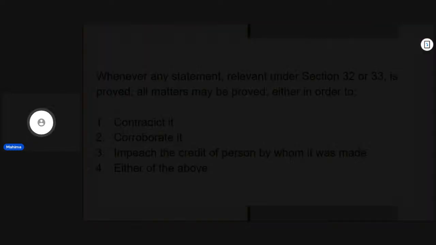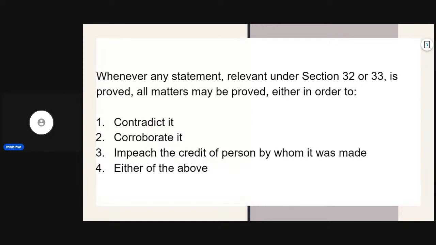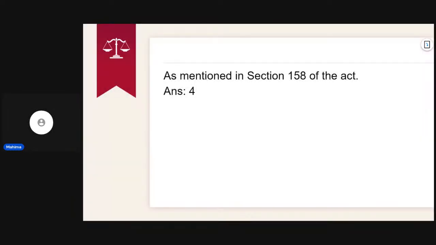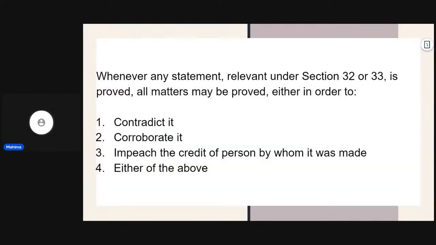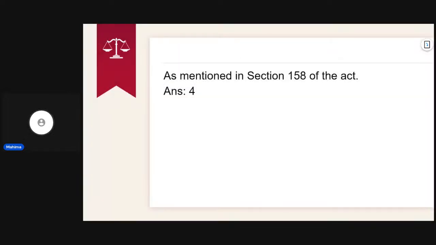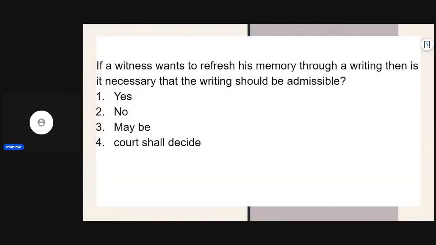Yes, it is option number 4, and it is mentioned under section 158 very clearly that you can contradict it, corroborate it, or impeach the credit of the person by whom it was made under 32 or 33. So it is not that whatever is said in 32 and 33 is taken as true. It was an impression that whatever is said in a dying declaration is true, that a dying man speaks the truth. The Indian law considers that a dying man will always speak the truth, but the courts can contradict it, corroborate it, or impeach the credit of the person by whom it was made under section 158 of the Indian Evidence Act.